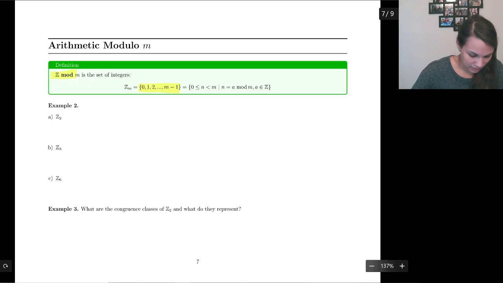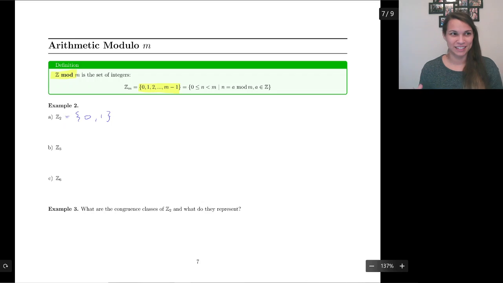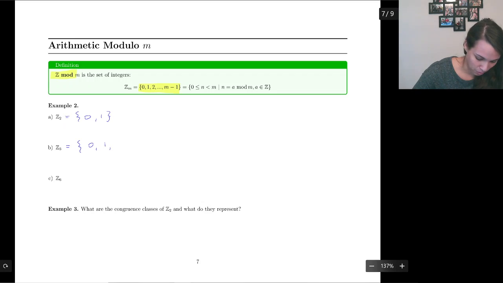So then Z mod 2 would just be the elements 0 and 1, which you'll notice is the same set as possible remainders if we were to be dividing by 2. Not a coincidence. Then this guy is going to be 0, 1, and 2. This guy is going to be 0, 1, and go up to 5.